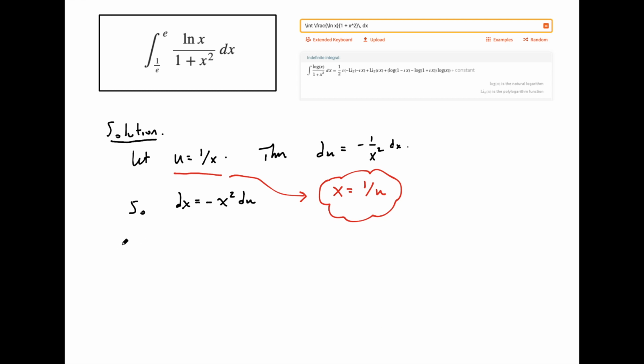In particular, that thought bubble in red tells me that dx, which is negative x squared, where x is 1 over u, is like negative 1 over u squared du. And now I've got dx entirely in terms of u. Likewise, we can use this fact to rewrite the integrand entirely in terms of u. So let's do that, see what we get.